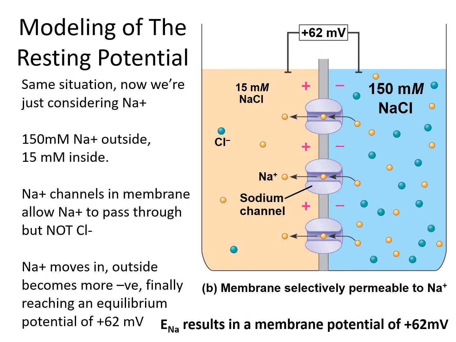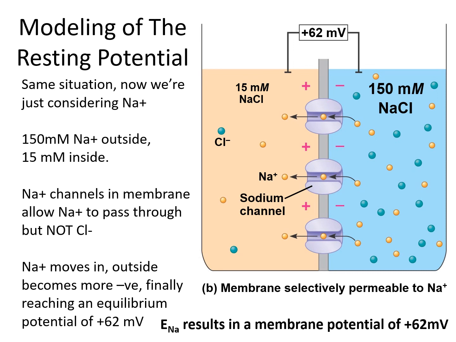Now let's do something similar with sodium chloride. Sodium chloride is also a salt. If you add it to water, it's going to dissociate into sodium, which is positive, and again, chloride, which is negative. So we add 150 millimolar of sodium chloride to the outer chamber. And we're going to add 15 millimolar of sodium chloride to the inner chamber. Once again, we have a barrier between the two chambers, and we have channels that will allow sodium to move, but they won't allow the chloride to move.